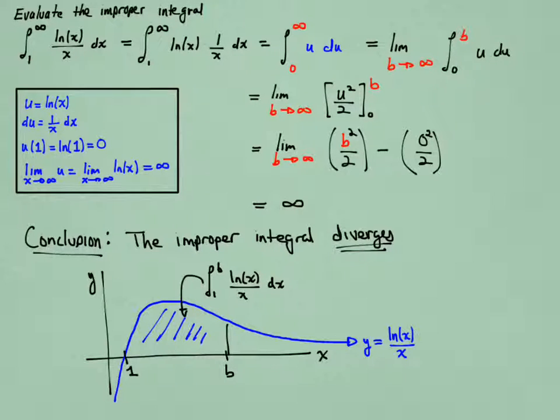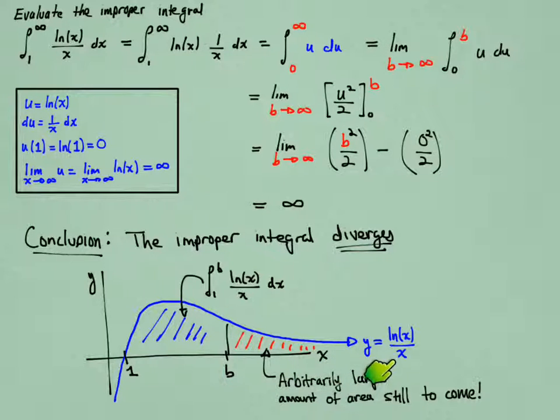What's happening here is that this integral is diverging because what's left to come under the curve, this portion of the area to the right of where I'm ending my integration, is in fact arbitrarily large. If I increase b, I can accumulate as much area as I want, and it will do so quadratically according to b squared. So there's still an arbitrarily large amount of area to come in this red portion under the curve, and so there is not a finite amount of area from 1 to infinity, and this integral diverges.